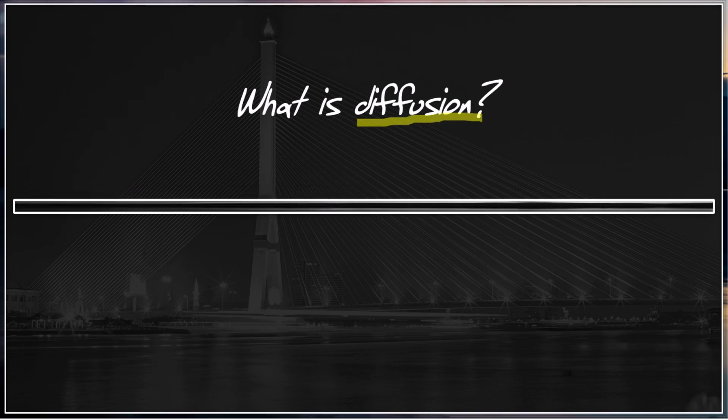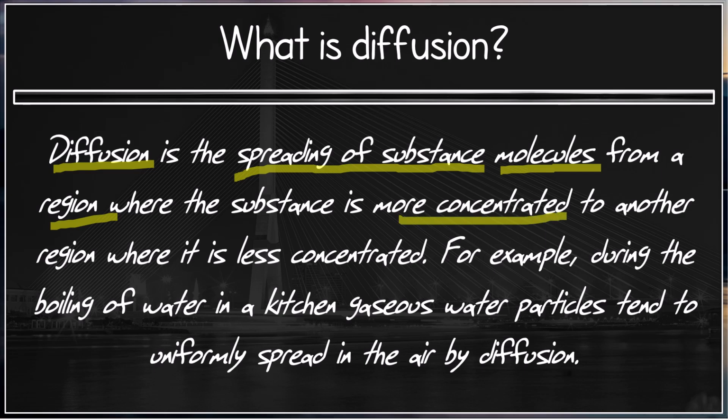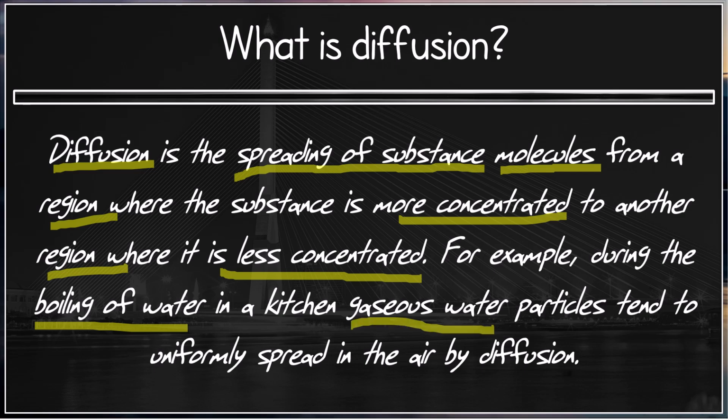What is diffusion? Diffusion is the spreading of a substance or molecules from regions where the substance is more concentrated to another region where it is less concentrated. For example, during boiling of water in the kitchen, gaseous water particles tend to uniformly spread in the air by diffusion.